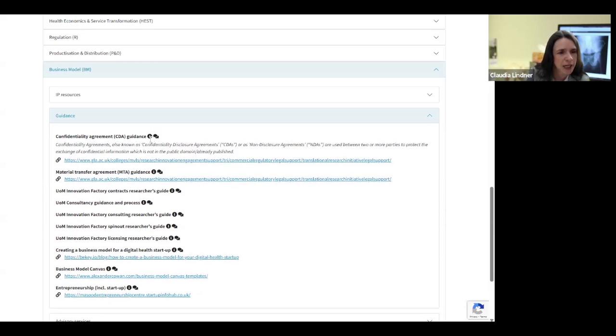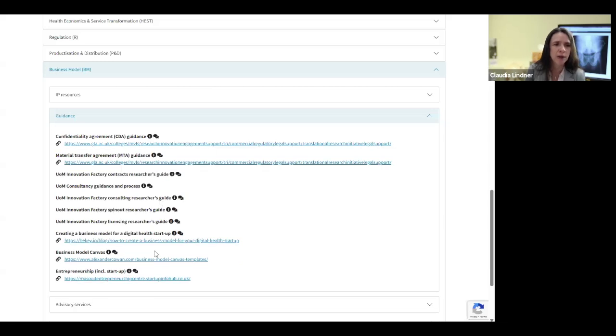And for each of the resource items, you get a short description of what it's about if you click on the eye icon, which by default we've decided to hide to make it a bit easier to identify what kind of resources there are.